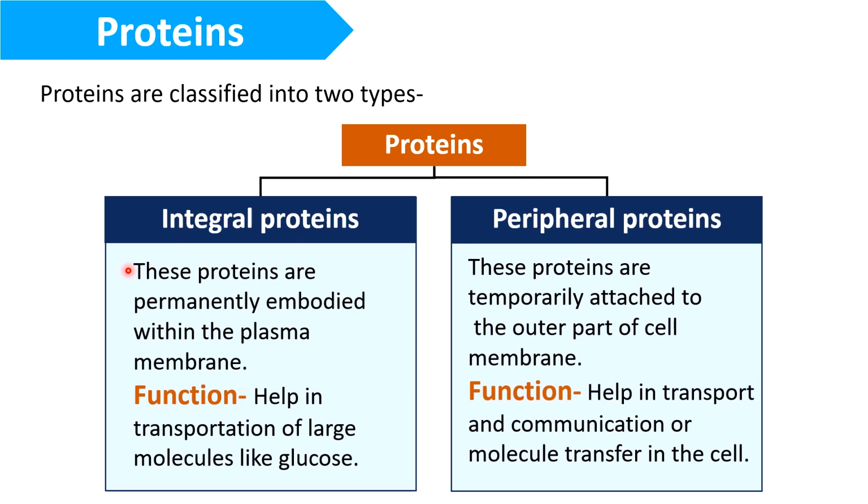Integral proteins are those proteins which are permanently embedded within the plasma membrane. The function of integral protein is to help in transportation of the large molecules like glucose. Peripheral proteins. Peripheral proteins are those proteins which are temporarily attached to the outer part of the cell membrane. The function of peripheral protein is to help in transport and communication or molecule transfer in the cell.